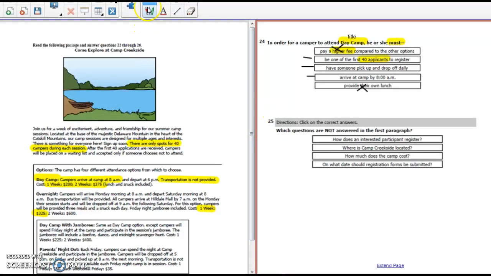All right, number 25. Directions, click on the correct answers. Plural, there's a T-I. Which questions are not answered in the first paragraph? I'm sorry, the first paragraph.